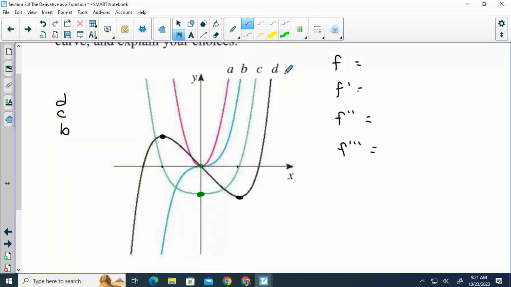All right, looking at B. The only place it has a horizontal tangent line is right in the middle. It was increasing before, so the derivative has to be positive. Increasing after, so the derivative is still positive, so that has to be graph A. So that means D is the original, C is the first derivative, B is the second, and A is the third. My reasoning is just what we talked through.